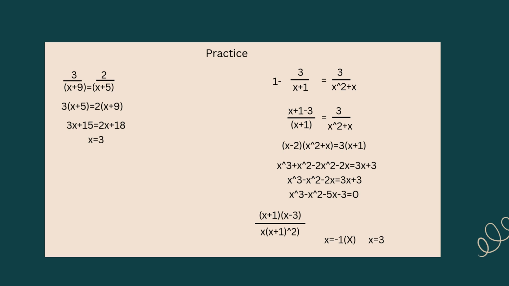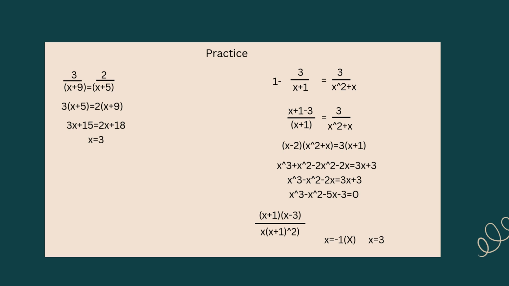On the second one, we can see something much more complicated. We see 1 minus 3 over x plus 1 equals 3 over x squared plus x. Now, first step, we must make sure it's common base on this side. So to make this common, we just times 1 by x plus 1, which is just x plus 1.